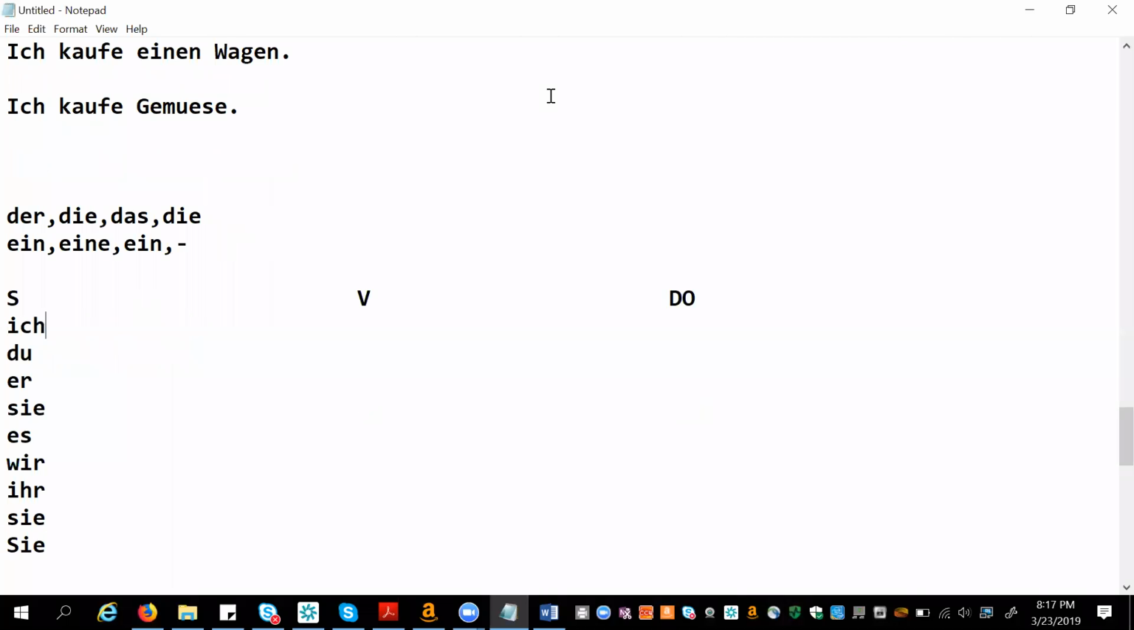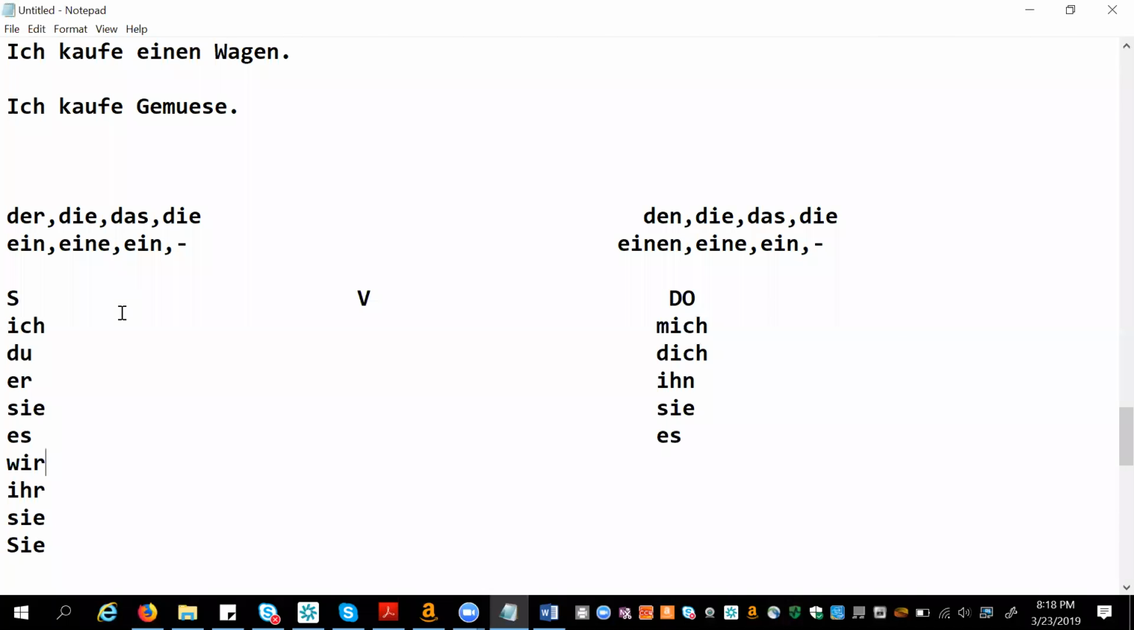Now let's talk about the direct object. Direct object is accusative. What is happening? Der, die, das, die is changing to den, die, das, die. And ein is changing to einen, eine, ein, and there is no plural. And pronouns are also changing, guys. I, me, you, him, her: ich, mich. Du is changing to dich. Er, ihn. Sie, sie. Es, es. Wir, uns. Ihr, euch. Sie, sie.